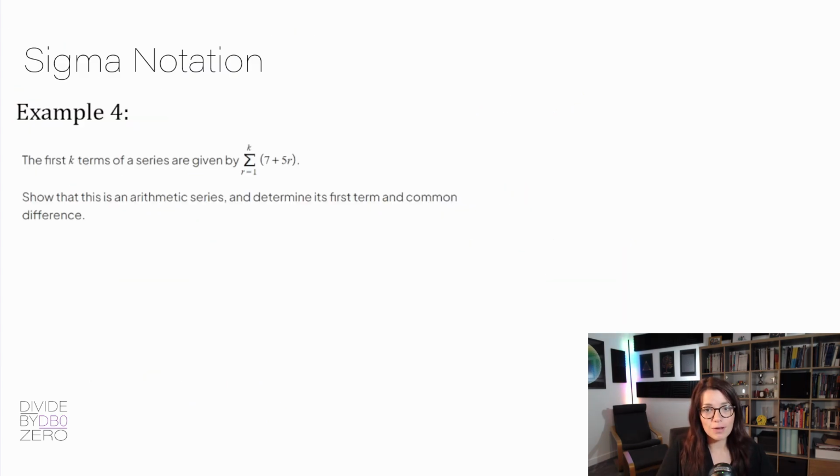We're now going to talk about a new idea within sequences and series called sigma notation, and I'll talk about this through a couple of examples. So in this example, it says the first k terms of a series are given by this.